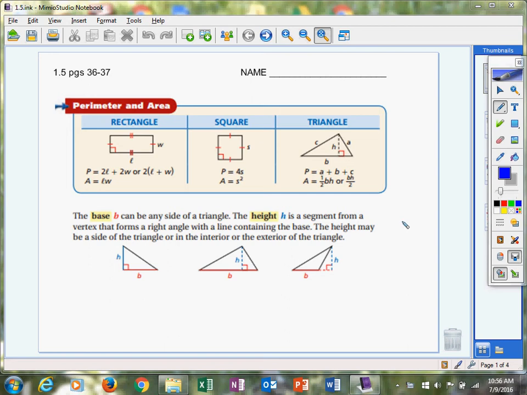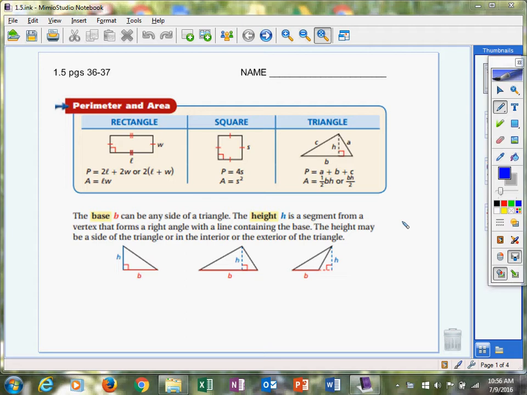Students, we're in section 5 now. We've moved into this and we're going to start to use some formulas in geometry, and we're going to specifically talk about perimeter and area. So let me get up here to the board and we'll have a little discussion about each of these formulas.